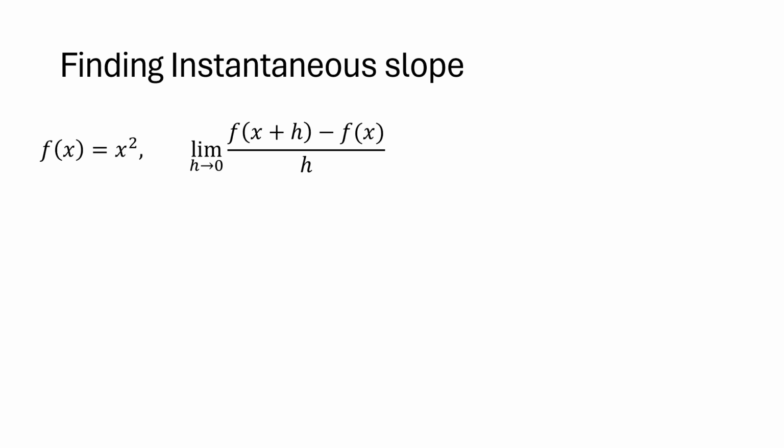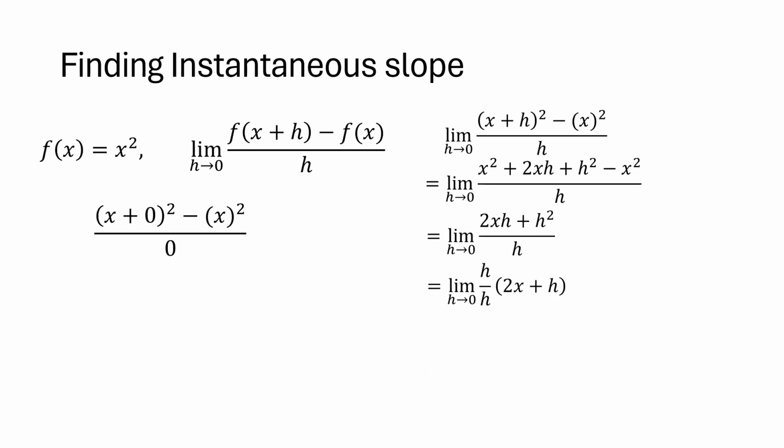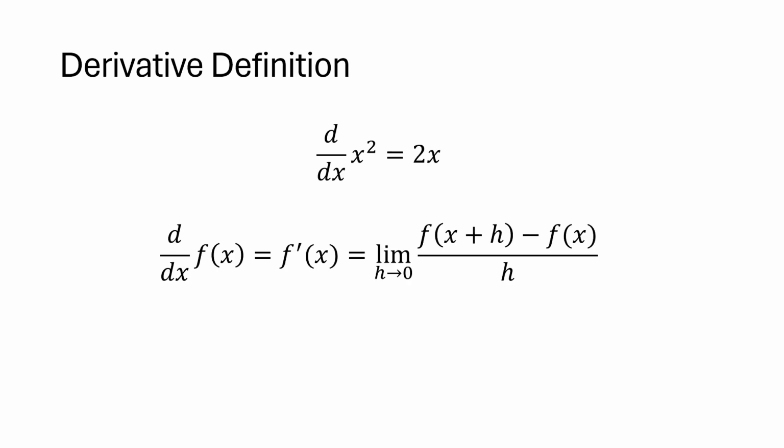To find the instantaneous slope of x squared, we can't just plug in because it would be 0 in the denominator, but the x plus h can be distributed through the function. After factoring out the h over h, you result in the limit as h approaches 0 of 2x plus h. You can now plug in, and you get the result of 2x. So now we know that the instantaneous slope at any point of x squared is equal to 2x. This is the definition of a derivative.